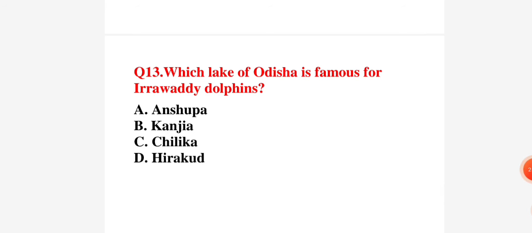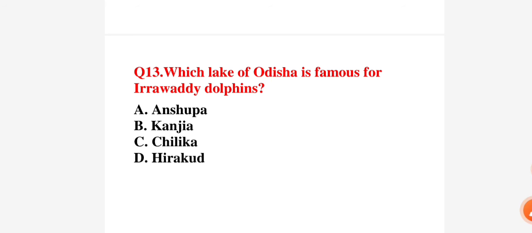Okay, next question. That is question number 13. Which lake of Odisha is famous for Irrawaddy dolphins? Very, very important. These questions have also been asked in many exams about Irrawaddy dolphins. Option A, Ansupa, option B, Kanjia, option C, Chilika, and option D, that is Hirakud. So what is the right answer here? So here the right answer is option C, Chilika.